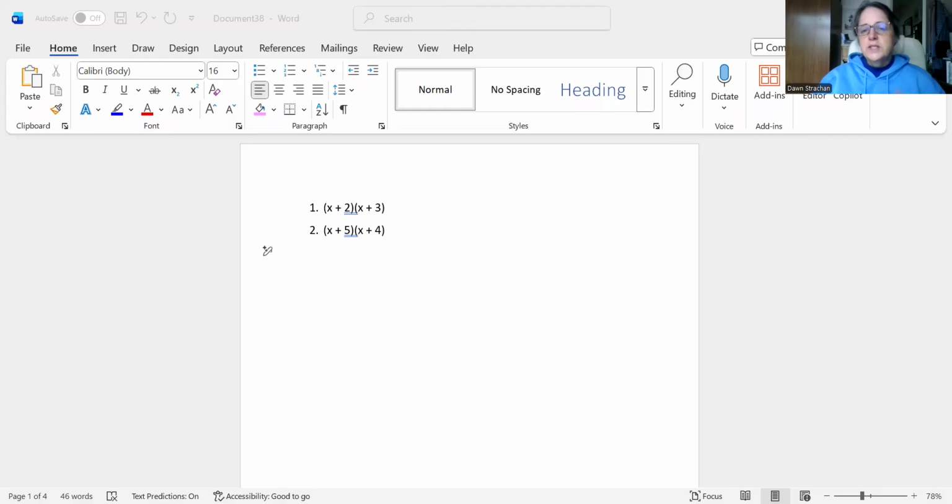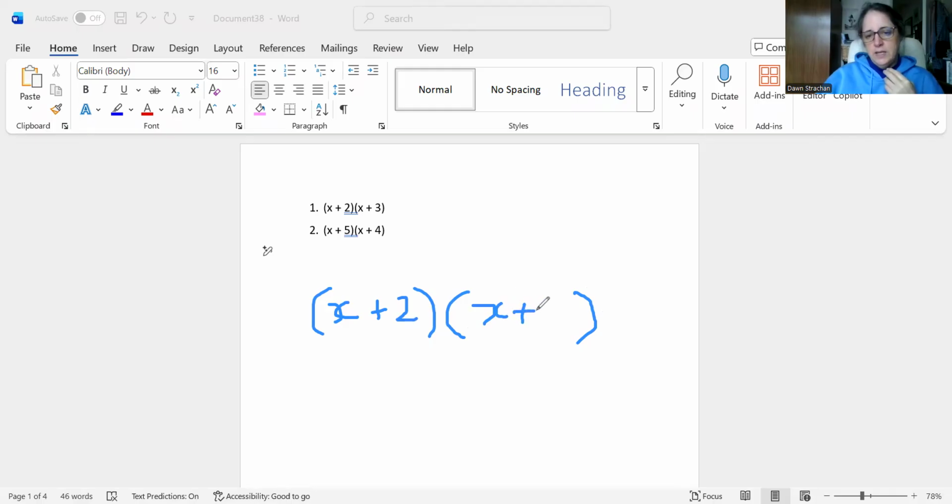Okay, so there's two ways we can expand brackets. What I'll do is I'll take the first one first and I'll show you the method that's commonly used in schools. I must admit, I personally think this is a bit harder, but I'll show you both and then you can decide which you prefer.